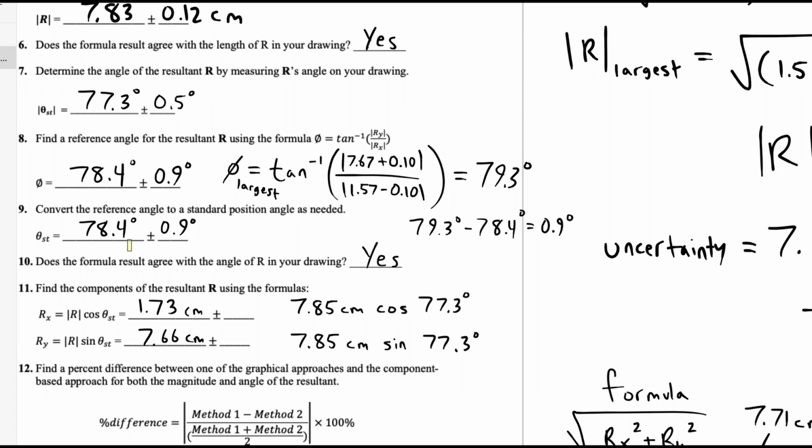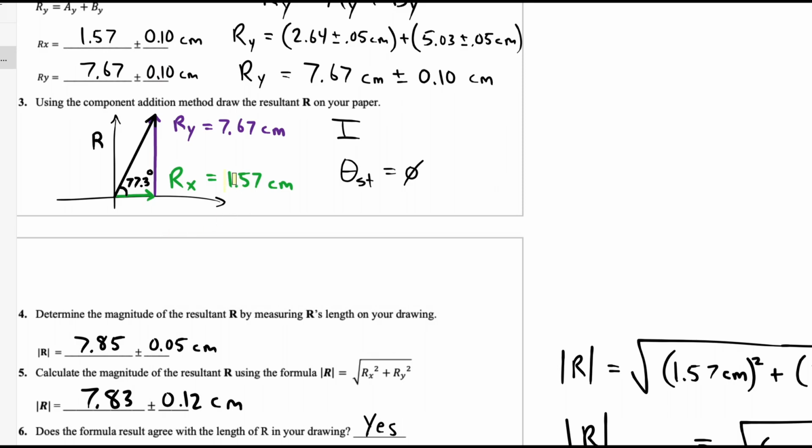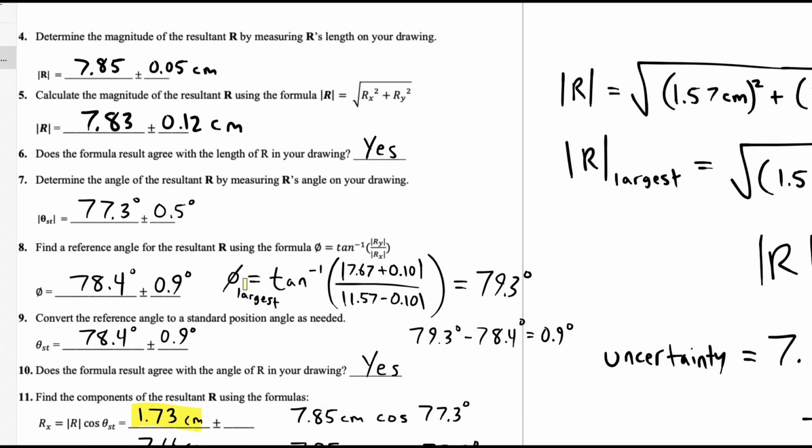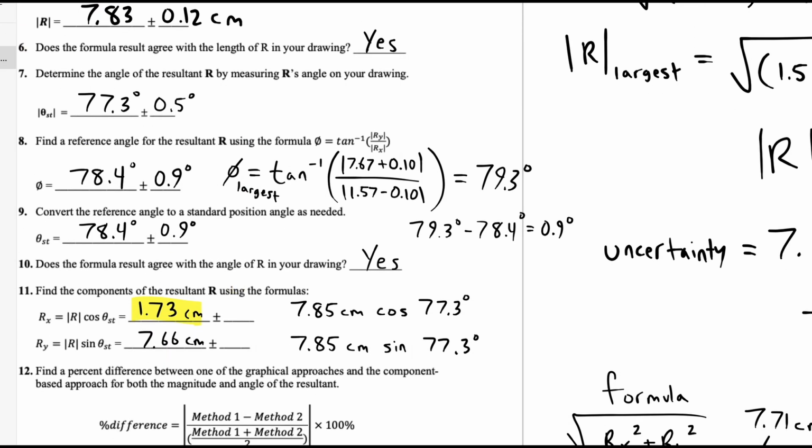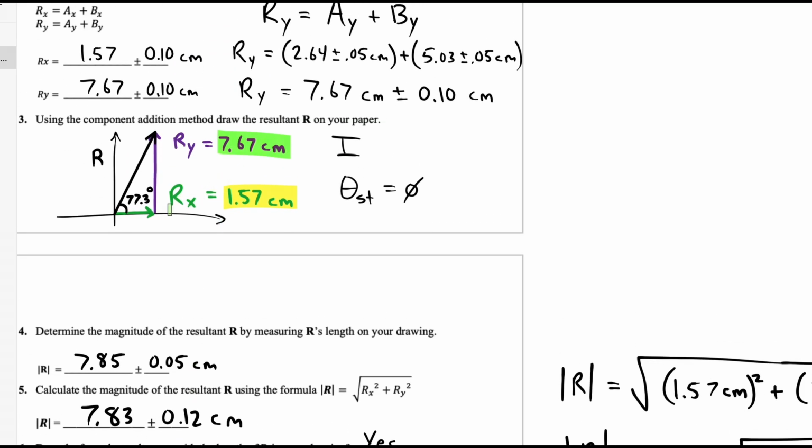That's interesting that the x component here did come out a little bit different than the x component that we had measured originally. However, I see that the y component came out just about spot on with matching with what we had measured.